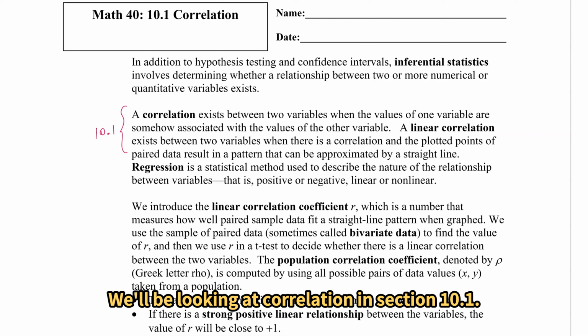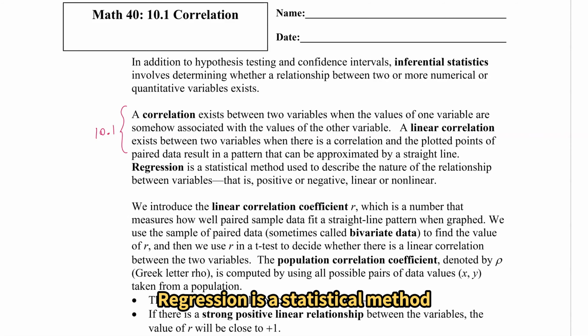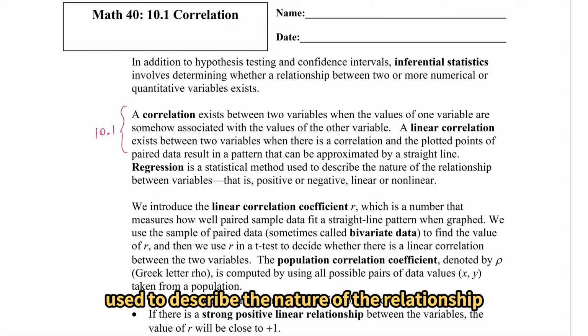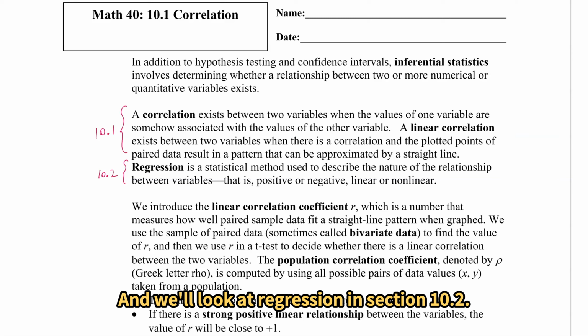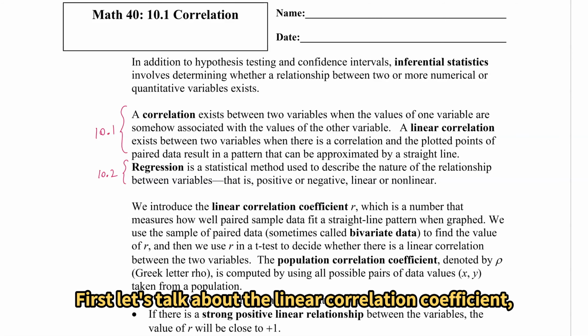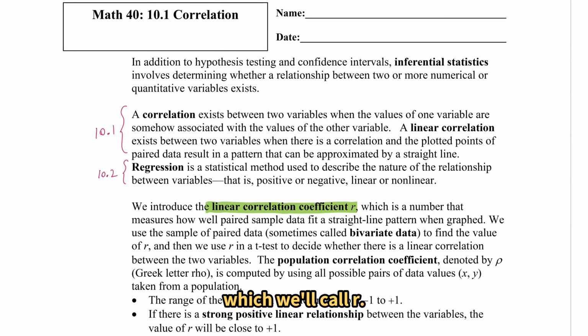We'll be looking at correlation in section 10.1. Regression is a statistical method used to describe the nature of the relationship between variables: positive, negative, linear, or nonlinear. And we'll look at regression in section 10.2. First, let's talk about the linear correlation coefficient, which we'll call R.